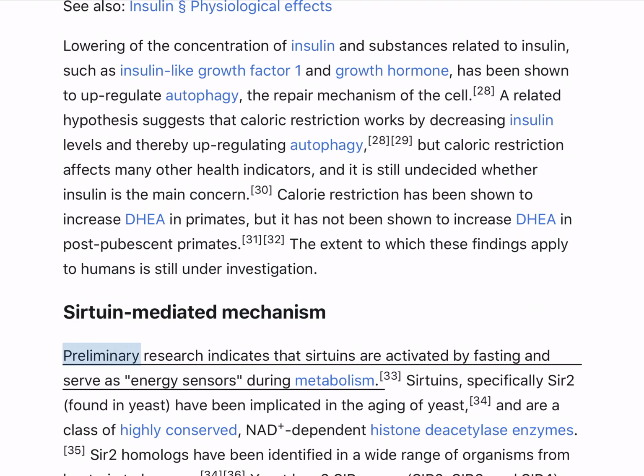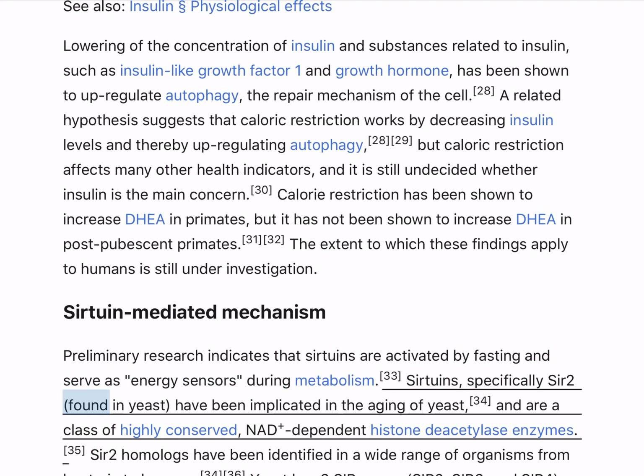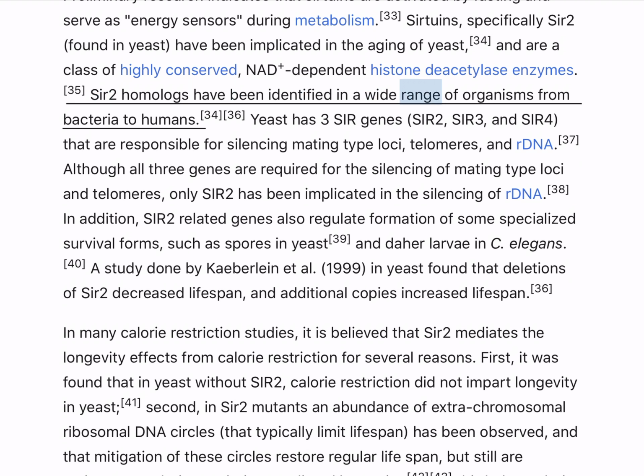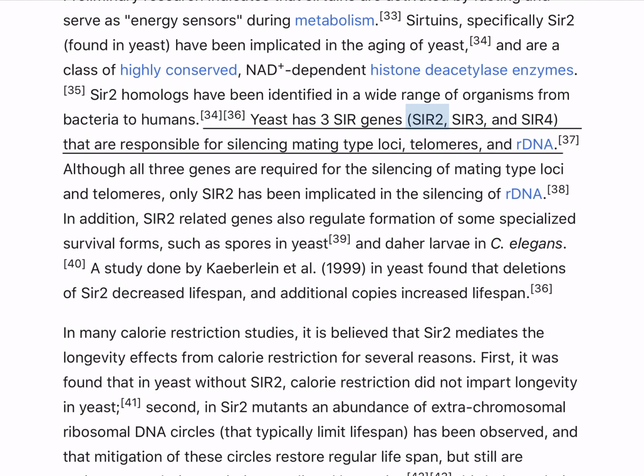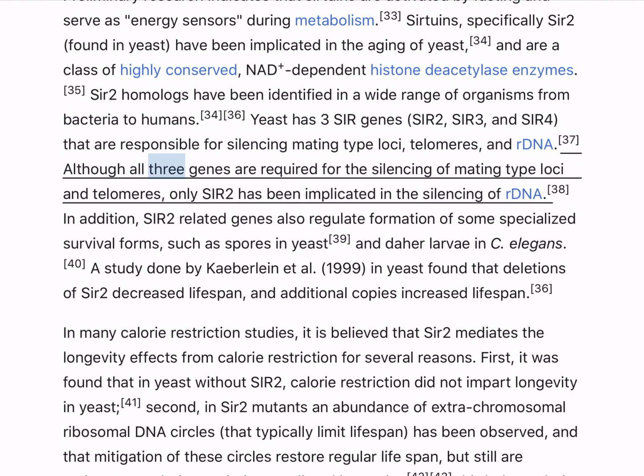Sirtuin-mediated mechanism. Preliminary research indicates that sirtuins are activated by fasting and serve as energy sensors during metabolism. Sirtuins, specifically SIR2, found in yeast, have been implicated in the aging of yeast, and are a class of highly conserved, NAD+-dependent histone deacetylase enzymes. SIR2 homologs have been identified in a wide range of organisms from bacteria to humans. Yeast has 3 SIR genes, SIR2, SIR3, and SIR4, that are responsible for silencing mating-type loci, telomeres, and RNA. Although all 3 genes are required for the silencing of mating-type loci and telomeres, only SIR2 has been implicated in the silencing of RNA.